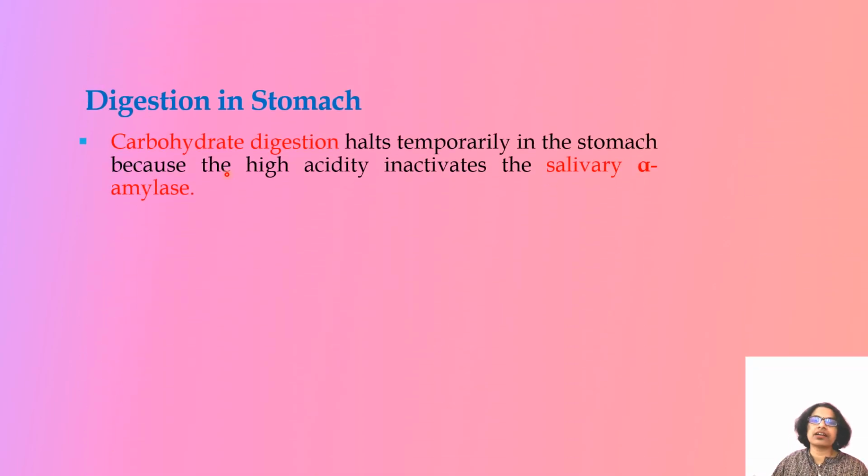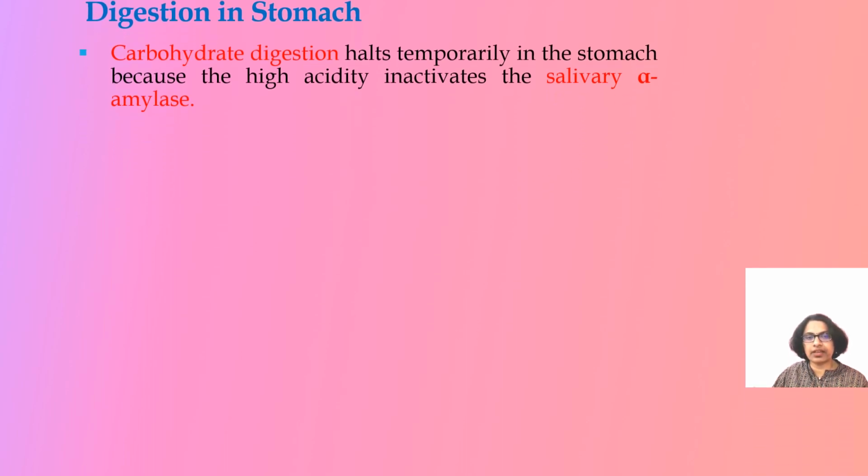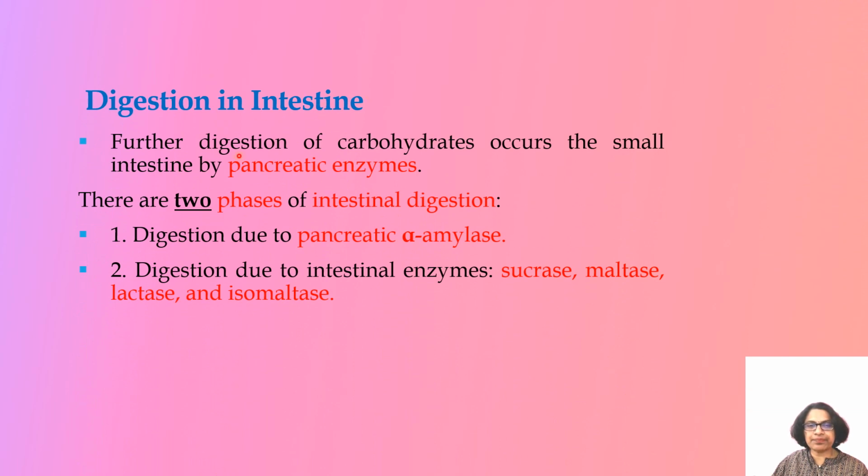Then digestion in the stomach. Carbohydrate digestion temporarily stops in the stomach because the high acidity inactivates the salivary alpha amylase. Digestion in the intestine: further digestion of carbohydrates occurs in the small intestine by pancreatic enzymes. So the digestion process is happening in the intestine with the help of the pancreatic enzymes. The two phases of intestinal digestion: the first one is digestion due to pancreatic alpha amylase, and the second phase is digestion due to intestinal enzymes, that is sucrase, maltase, lactase and isomaltase.